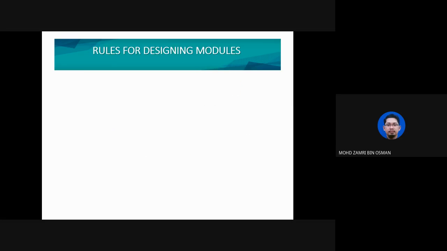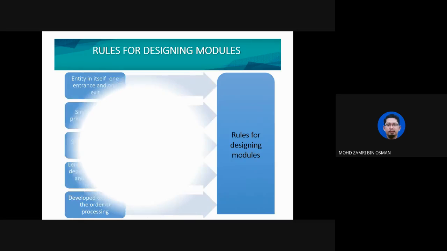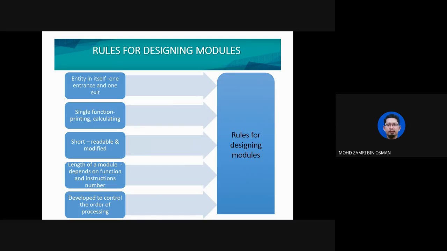So, the rules for designing the modules. I don't want to look at more detail on this one; you can read it. Just to be clear, we need rules in order to design a module: in terms of the entity itself, one entrance and one exit, which reflects the parameters. A single function does printing, calculating, and so on. This is what we call one function having a specific task. It should be short, readable, and modifiable.